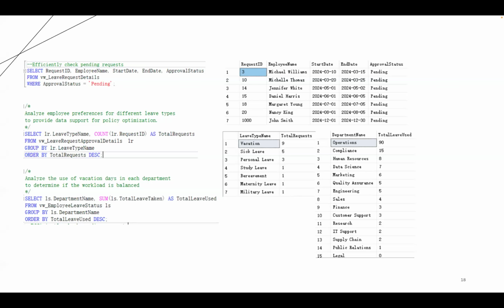By using this view, we can quickly identify the pending leave requests with a query like this. This highlights the employees, such as Michael and Michelle, whose requests need attention. It enables HR to prioritize the approvals, improving overall efficiency.